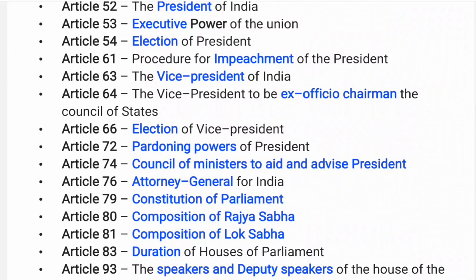72, pardoning powers of president. 74, council of ministers to aid and advise president. 76, attorney general. 79, constitution of Parliament. 80, composition of Rajya Sabha. 81, composition of Lok Sabha. 83, duration of Parliament.